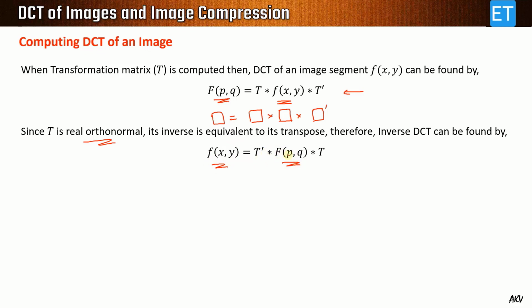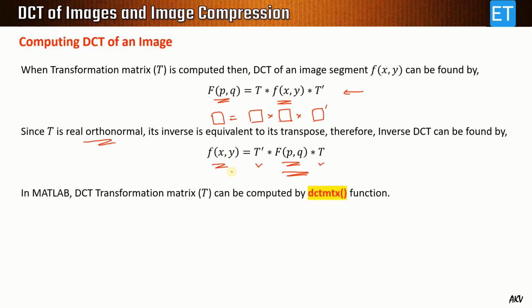So F(p,q) is your DCT coefficient matrix, and then the same transformation matrix is put here, T and then T dash, that means the transpose. By this operation you can get your image segment f(x,y) back. In MATLAB, the DCT transformation matrix T can be computed by executing the function dctmtx. If you execute this function dctmtx, you can generate a transformation matrix of any size.